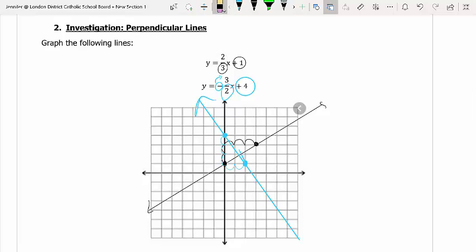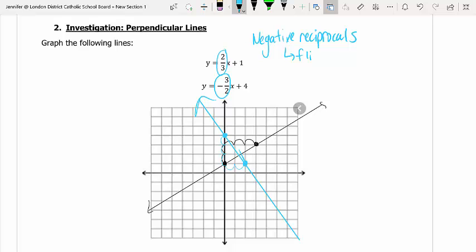So let's look at their equations and see if there was anything that could give that away in the future. And here's what you should notice. Their slopes are negative reciprocals of each other. So what does that mean? So negative reciprocals means they are the flipped version of each other, right? This is 2 over 3 and this one's 3 over 2. And they are opposite signs, right? This one is +2 over 3. This one is -2 over 3. So perpendicular lines will always have slopes that are negative reciprocals of each other.